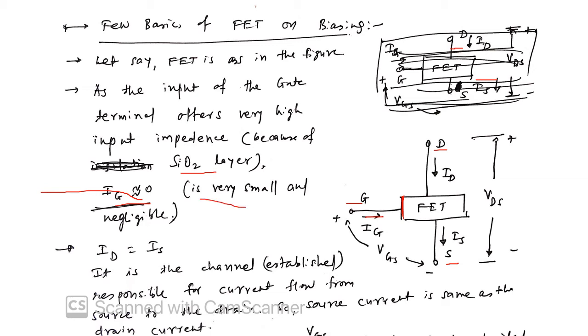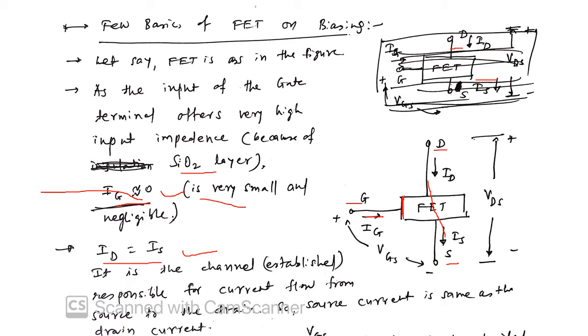Negligible. The second thing is ID and IS. By construction, source and drain share the same channel through which the current passes from source to drain. So whatever majority carriers flow from the source through the channel to the drain constitute the drain current, and that itself constitutes the source current. So ID is the same as IS. These are the two things: Ig is equal to 0 and ID is the same as IS. These were specific to FETs.